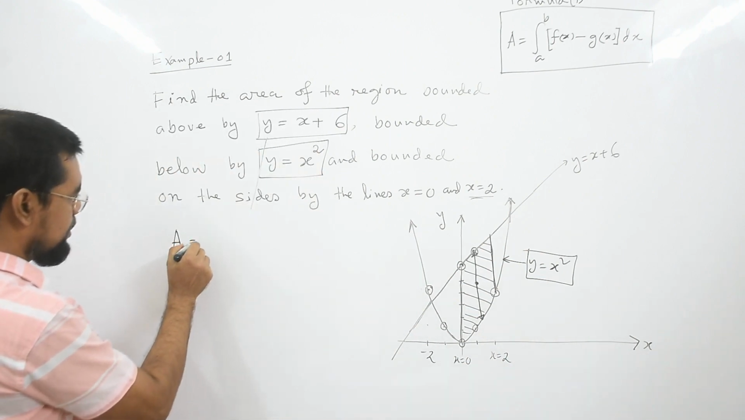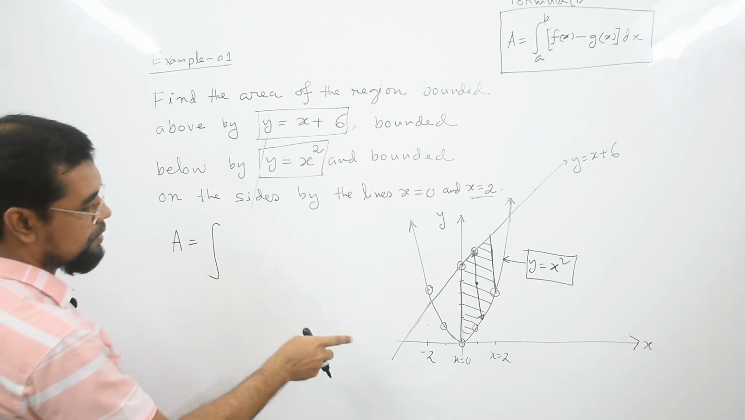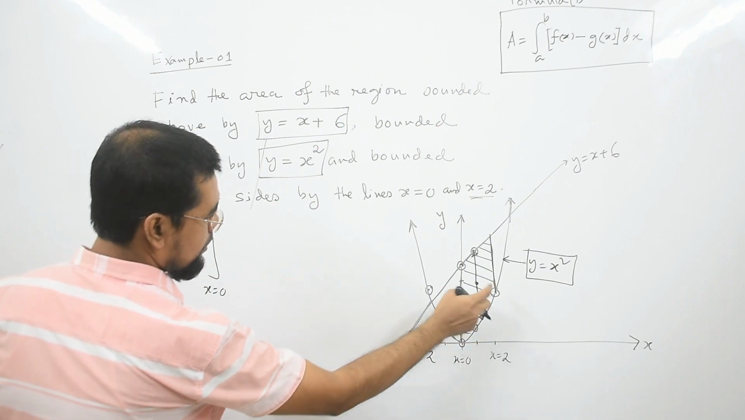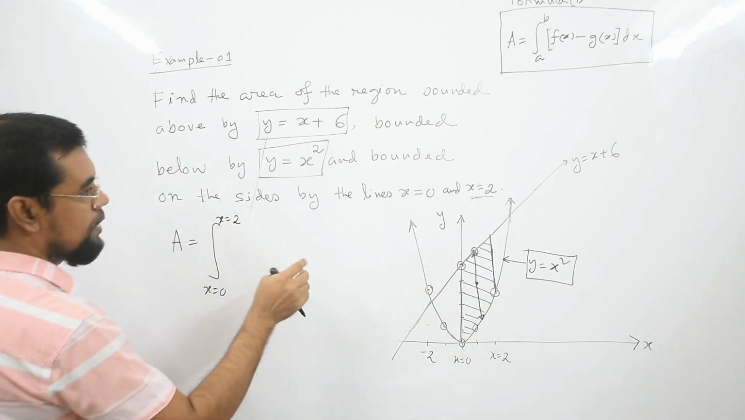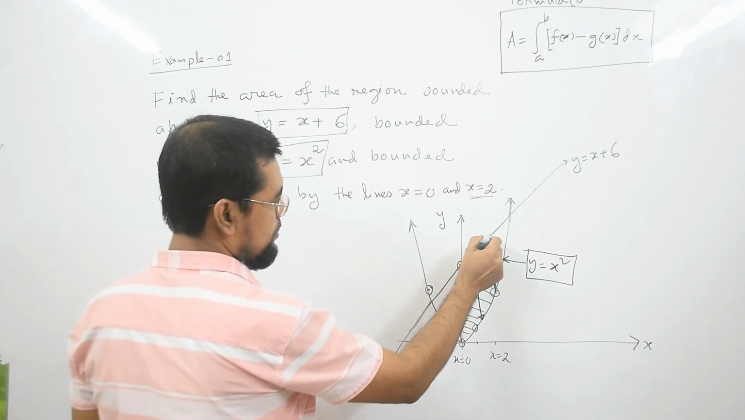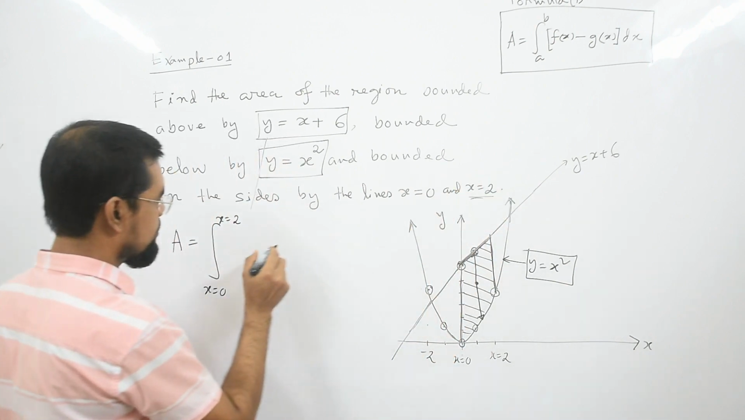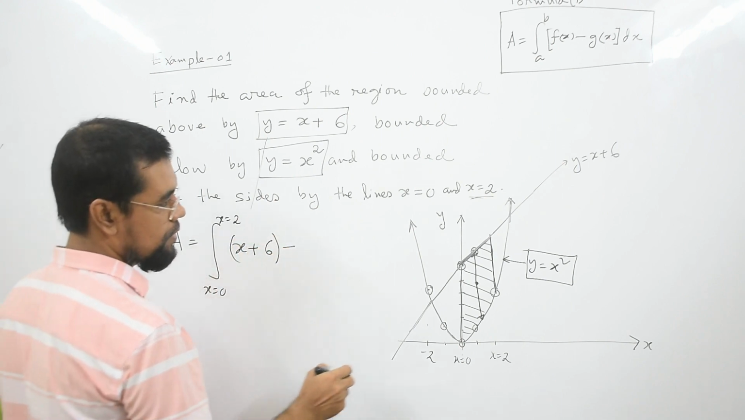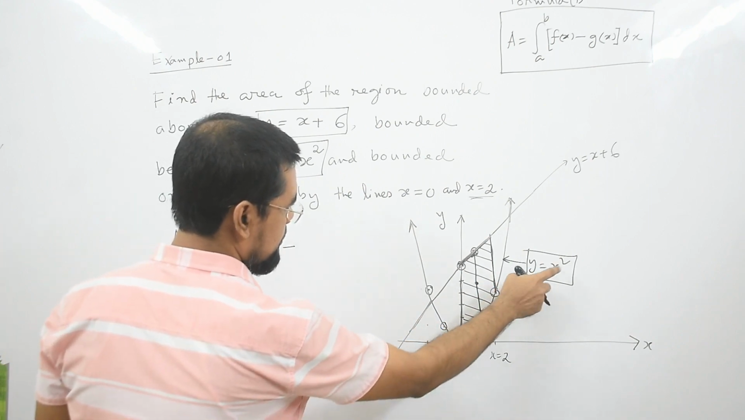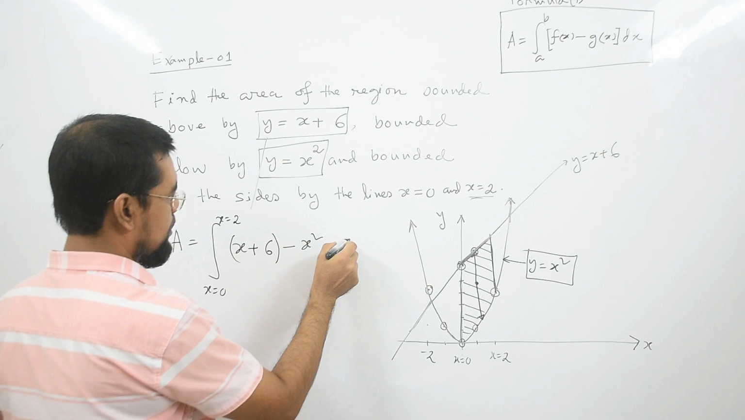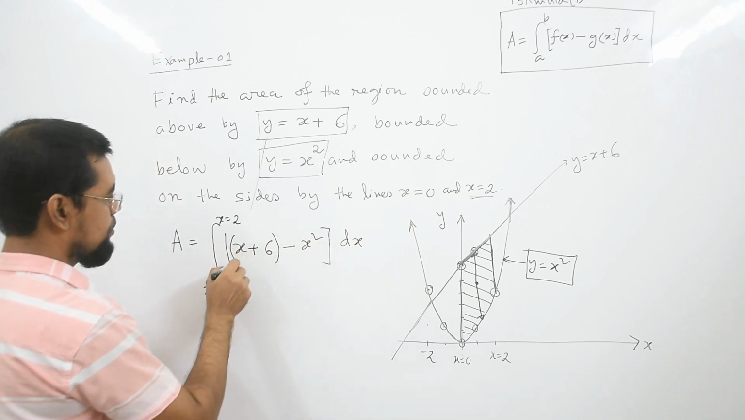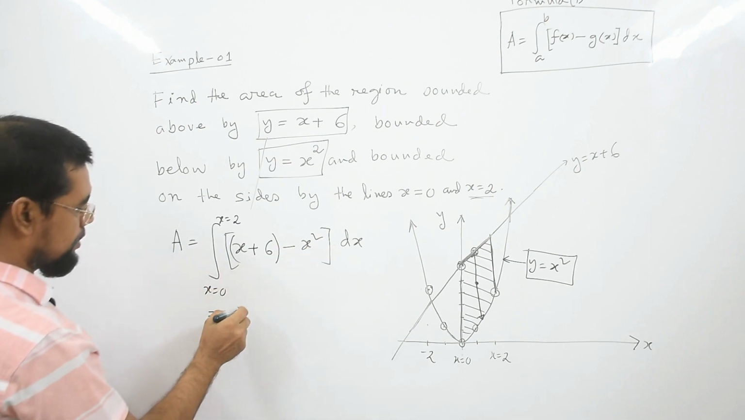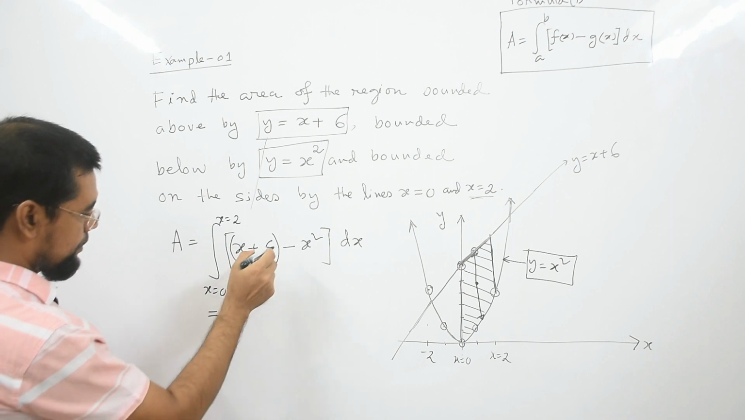So here your area will be the integral with lower limit x equal to 0 and upper limit x equal to 2, and the above curve is y equal to x plus 6. So you just need to write x plus 6 minus x square, since the lower curve is x square, and you integrate with respect to x. So you just need to do some simplification.